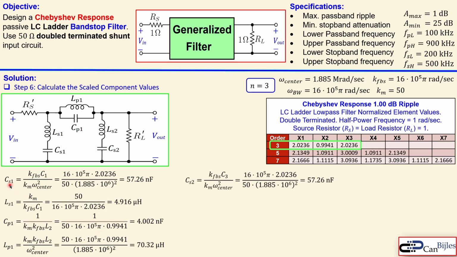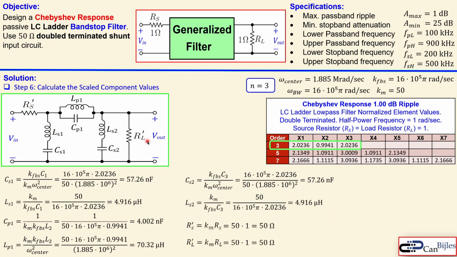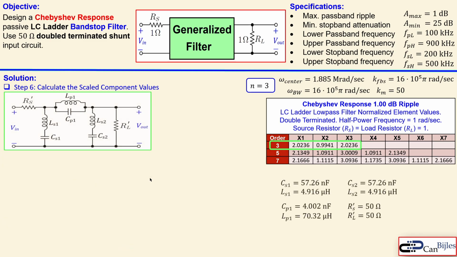And now for CP1 and LP1, also everything is actually known, so you just substitute the values you have. And CS2 and also LS2 are the exact same as CS1 and LS1, because the coefficients for X1 and X3 are the exact same. RS, RS prime and RL prime are of course 50 as discussed, so that's also known. So we have now the 8 components we wanted all determined.